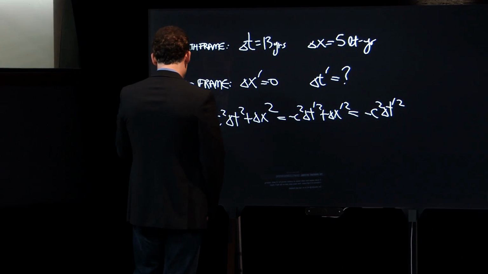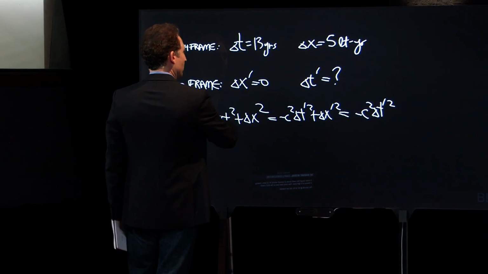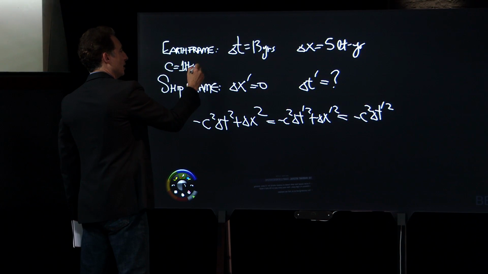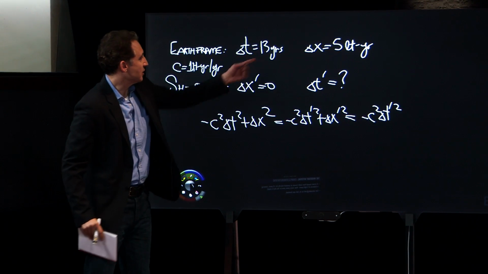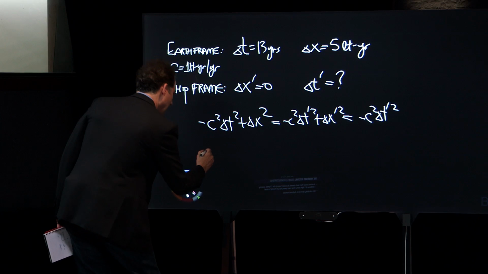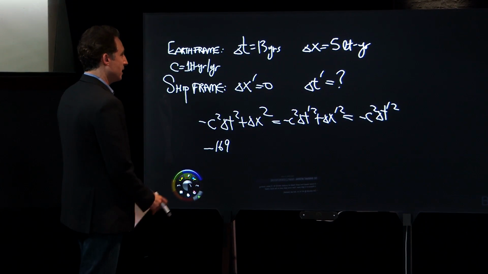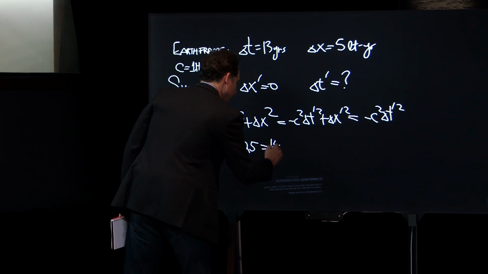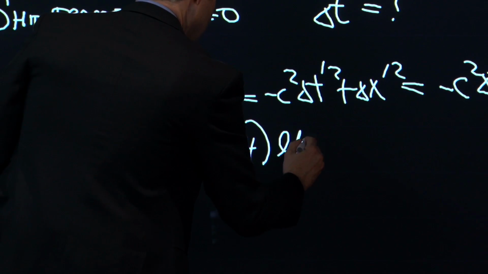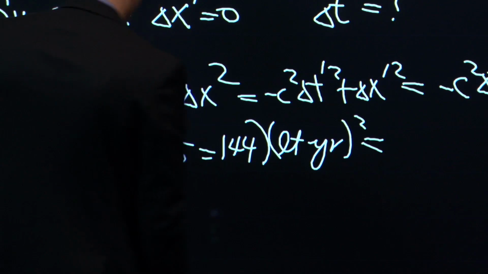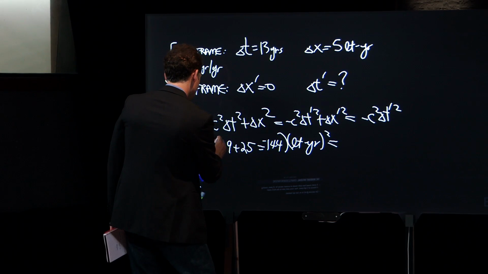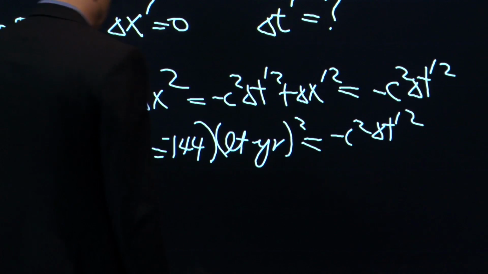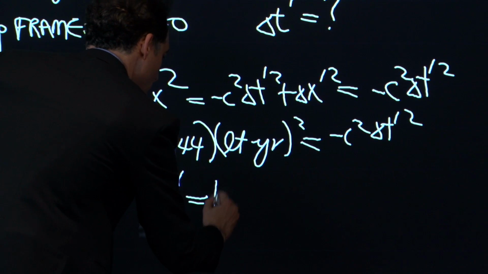Now it's just a matter of plugging in some numbers. What you will get here is c squared times delta t. If c equals 1 light year per year, to make life simple, then 13 years turns into 13 light years. If you square that, it will be minus 169 light years squared, plus 5 squared, so plus 25, equals minus 144 light years squared. And that's supposed to be equal to minus c squared times delta t prime squared. Of course, that means that delta t prime is equal to 12 years.